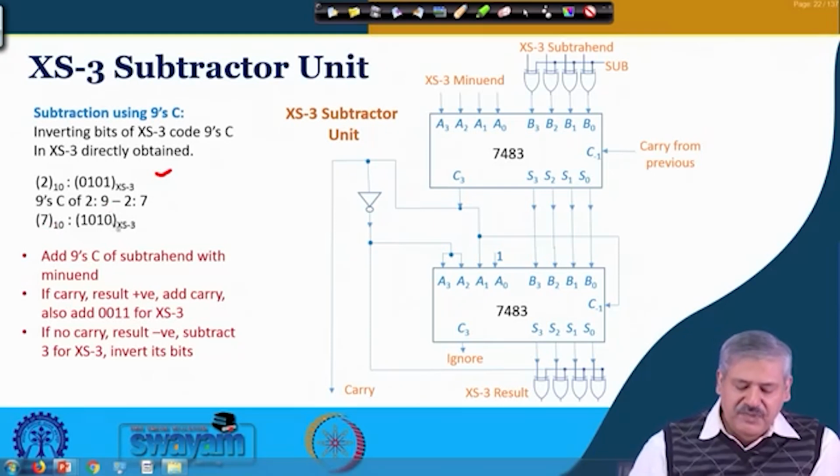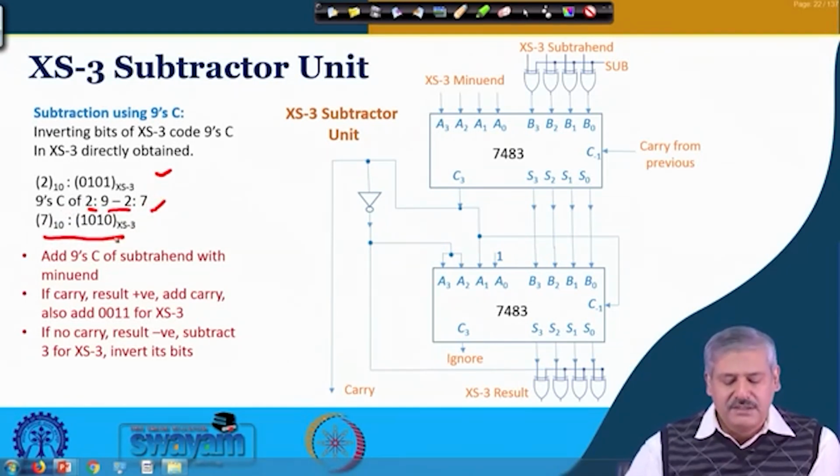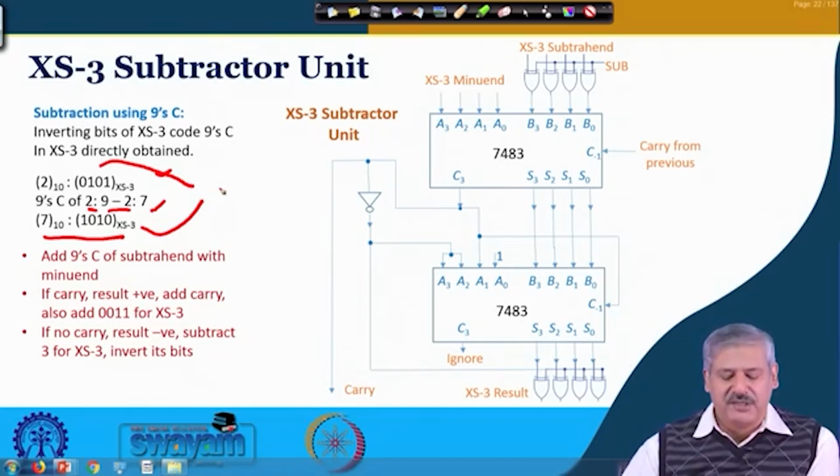If you take 9's complement of this 2, it is 9 minus 2, which is 7, and 7, if you just look at it, is 1 0 1 0 in XS3, and you just invert the bits here, you get the 9's complement, isn't it? And what is the process? If we remember, for 9's complement based subtraction, add 9's complement of the subtrahend with the minuend.